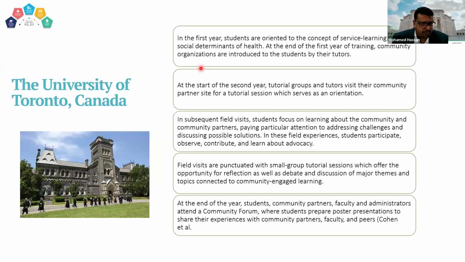The University of Toronto, Canada, also has a good example of integrating social determinants of health, where in the first year, students are oriented to the concept of service learning and social determinants of health. At the end of the first year of training, community organizations are introduced to the students by their tutor. And at the start of the second year, tutorial groups and tutors visit their community partner site for a tutorial session, which serves as an orientation session.